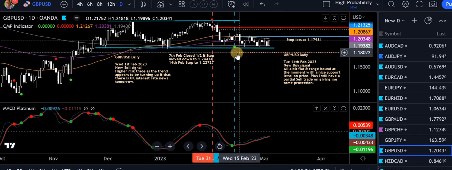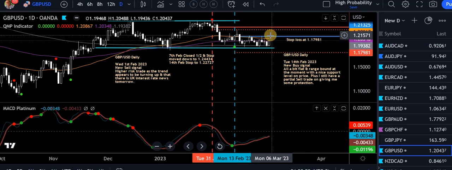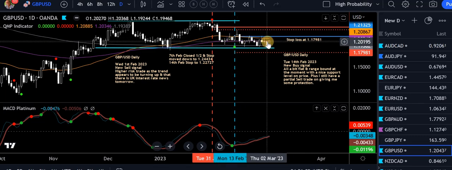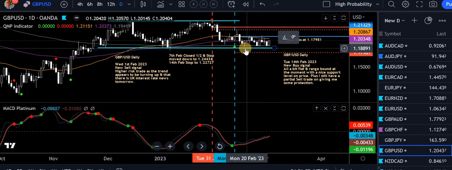Found the support level here. The stop hasn't been moved yet, so we're heading back in the right direction towards the entry level, but it's been a few weeks there sideways waiting for it since the 14th of Feb. Yeah, look at that, terrible.